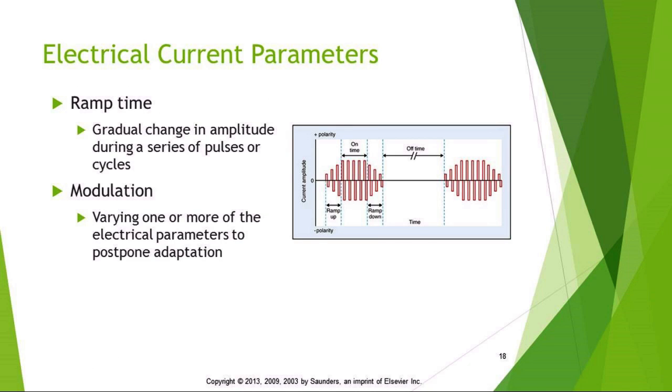So ramp time, this is also mostly used with muscle stim. It's a gradual change in amplitude during a series of pulses or cycles. So ramp time is used so it doesn't just go on at its maximum. It's used to ease you into the muscle contraction and then ease you out of it. And ramp time is largely for patient comfort. A modulation is where you vary one or more electrical parameters to postpone adaptation or accommodation. So you're varying one of the parameters just so you don't get used to it as easily.